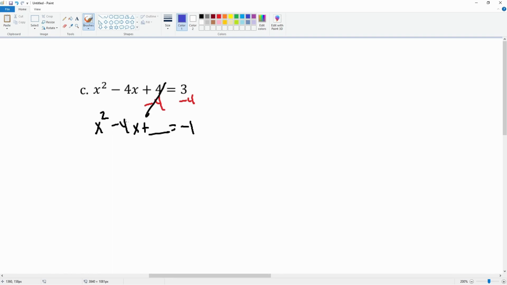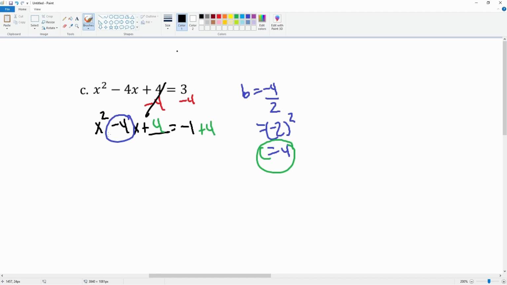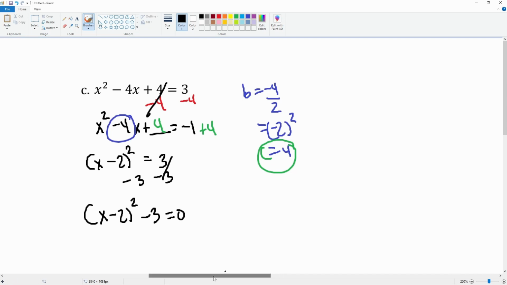Let's find our b term. b equals negative 4. Divide that by 2, you get negative 2. We square that, that becomes 4. So that's what our c term is, so we're going to add 4 to both sides. This factors into x minus 2 times x minus 2, so it's x minus 2 squared is equal to 3. If we subtract 3 from both sides, this cancels. We can write it as x minus 2 squared minus 3 is equal to 0.